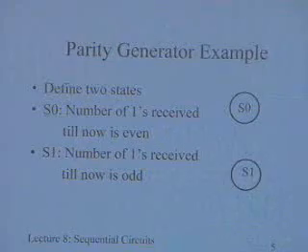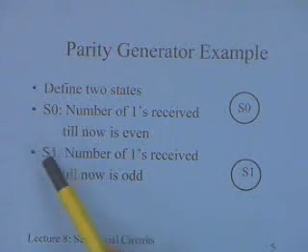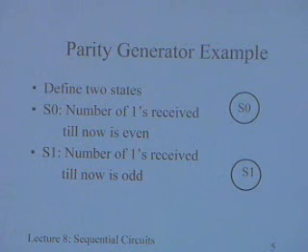I can generate the output. Even in the next state, when I go to the next clock, what I really need to see is, okay, what is the number of 1s received till now, whether it was even or odd. I can look at that and look at the present input and generate my output. So the number of states are finite here. There are only two states, S0 and S1, that are required.